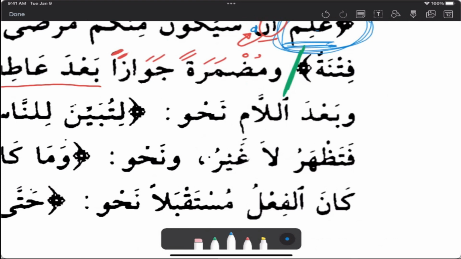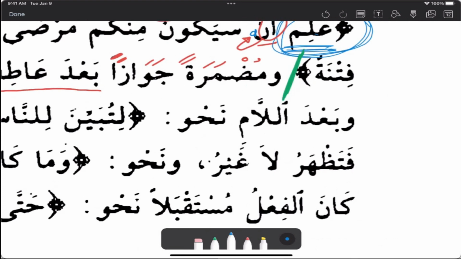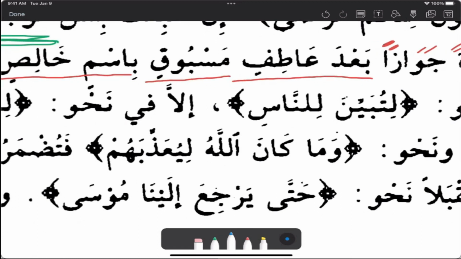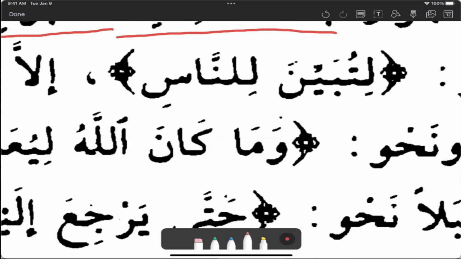And also, when else could you say this N or hide it? Well, after the lam, that means for the reason of, for the purpose of, such as لِتُبَيِّنَ لِلنَّاسِ. Li, so تُبَيِّنَ, you clarify, لِلنَّاسِ, for the people. O Muhammad, Allah revealed the Quran to you, O Muhammad, لِتُبَيِّنَ لِلنَّاسِ, so that you would clarify for the people.